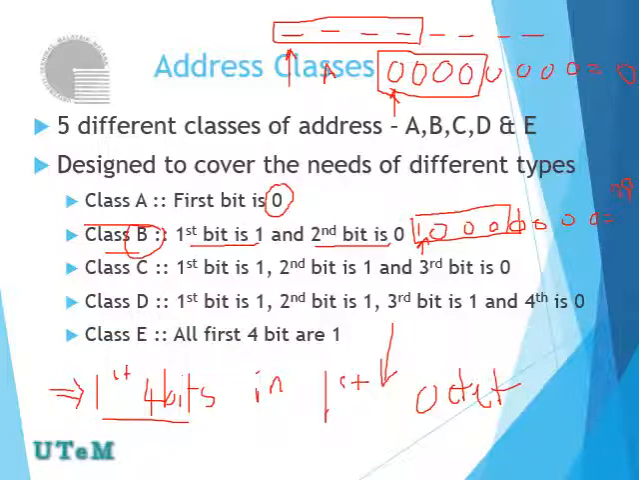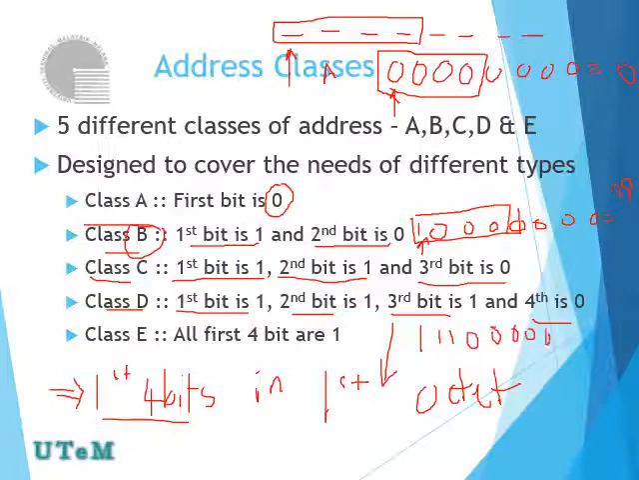If you would like to determine if the IP is in class C, look at the first bits. If the first bit is 1, the second bit is 1, and the third bit is 0, then it is class C. Class D: the first bit is 1, the second bit is 1, the third bit is 1, and the fourth bit is 0, then it is class D. For example, we are given 1, 1, 1, 0, 0, 0, 0, 0. This is equal to 128 plus 64 plus 32, equal to 224.